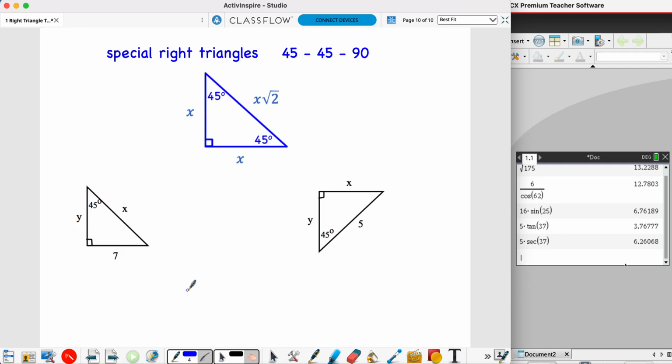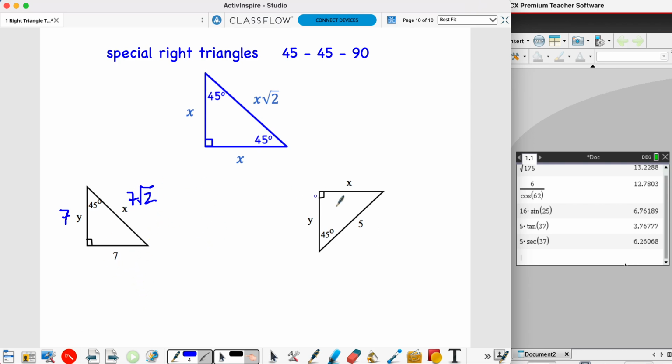Our other special right triangle is a little simpler. It's a 45-45-90 triangle. In a 45-45-90 triangle, the legs are both the same. The hypotenuse is whatever the leg is times the square root of 2. So for this particular problem, if this length is 7, y has to be 7, and x would have to be 7 times the square root of 2.